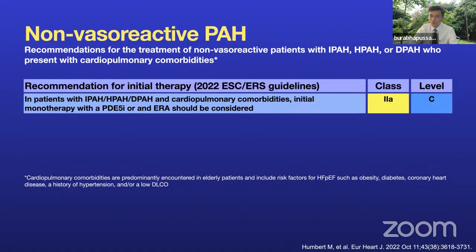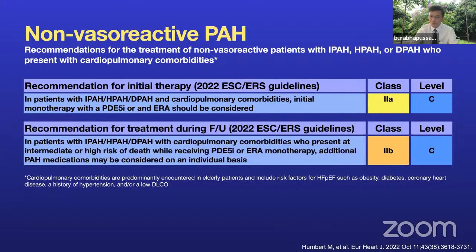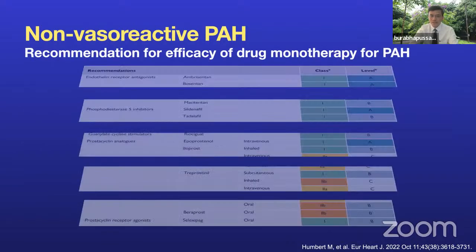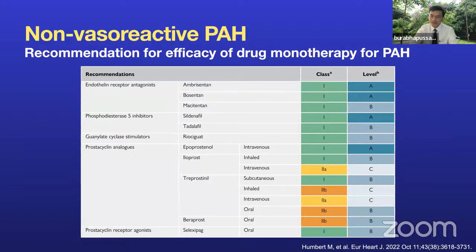And for patients with cardiopulmonary comorbidities, the guideline suggests that we should start with oral monotherapy, but we can add on sequentially later. I would like to let you look at the list of monotherapy that the guideline recommends. You can see that many of the drugs could be used as monotherapy, but I think the appropriate ones should be ERA or PDE5 inhibitor. But prostacyclin analogs are maybe not easy to use as monotherapy in patients who are not at high risk. So I would like to conclude my talk today in the last slide.